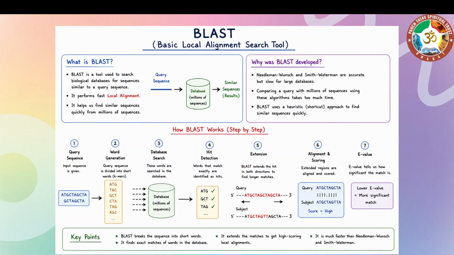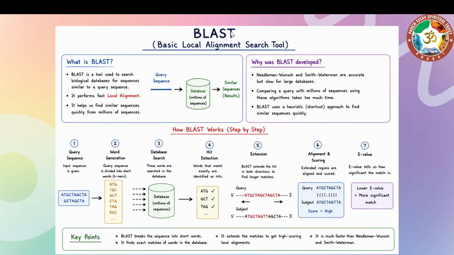So scientists needed a faster method. Scientists wanted a tool that could search huge databases. As we already know, databases contain millions of sequences. So scientists wanted a tool that could search these huge databases, find similar sequences, and produce the results very quickly. To solve this problem, BLAST was developed.